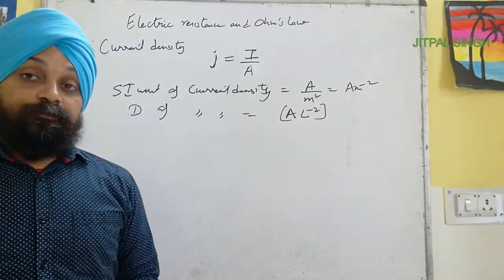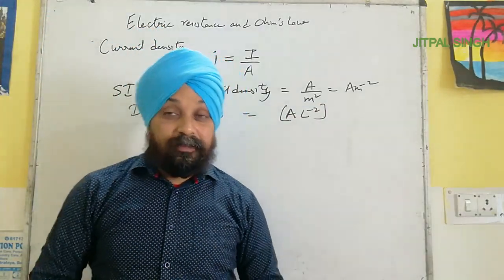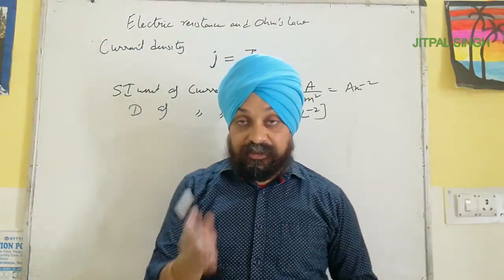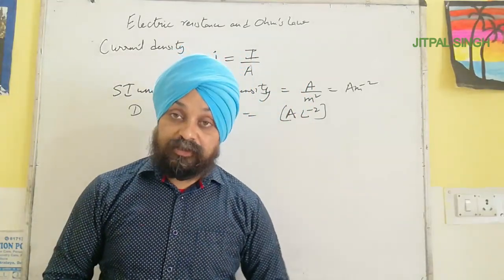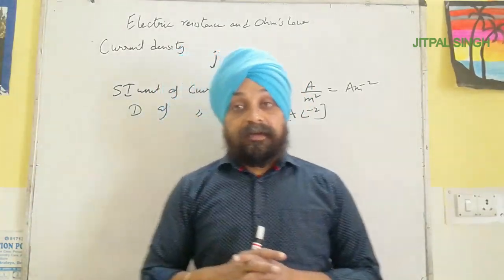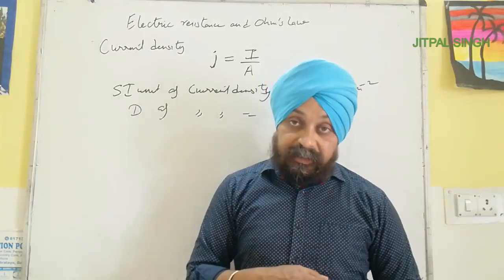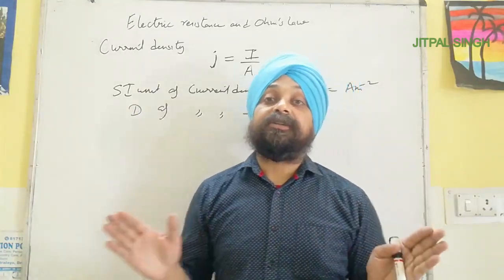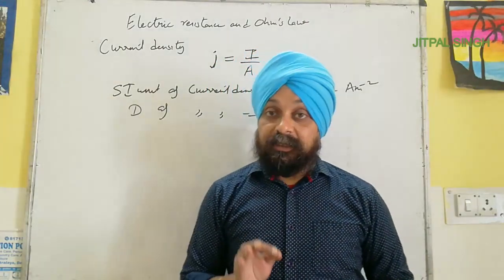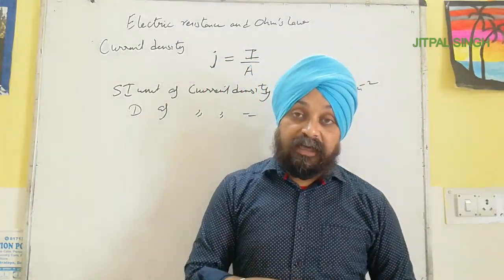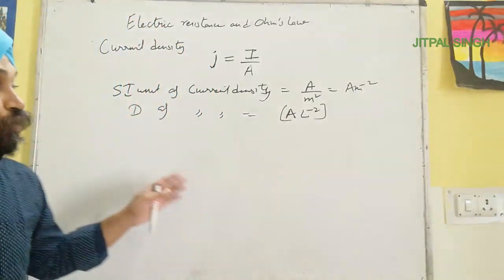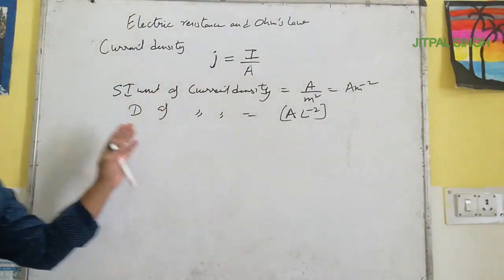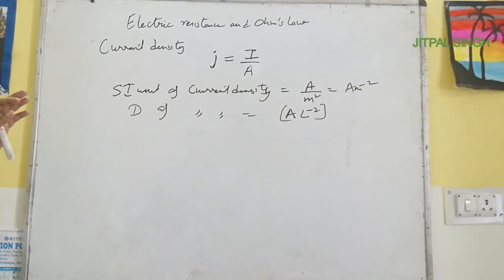So what important point you have to remember: current is a scalar quantity but current density is a vector. Its direction is same as direction of current or direction of motion of positive charge. Current density is the property of a point in a conductor and not of the entire conductor. I hope these two topics are clear to everyone, current and current density. I hope I can move ahead.